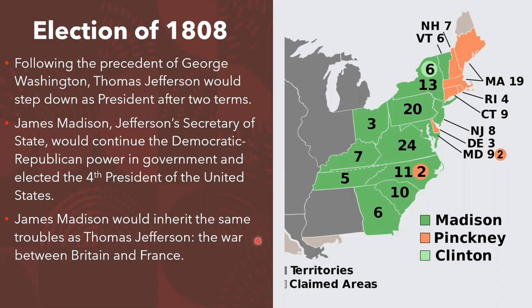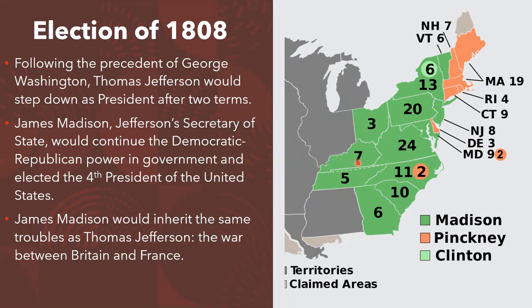Okay. Now, it is important to note that James Madison is going to inherit the same troubles as Thomas Jefferson, and that's the war between Britain and France. We're going to talk a little bit about the issues that Jefferson faces that Madison will continue to face that ultimately leads to war. It's no secret, the way I started the presentation, Madison is going to be the guy that eventually gets us into war because we've been in this position of neutrality, not getting involved. And that's going to change with Madison. And it's really not something that he can control.